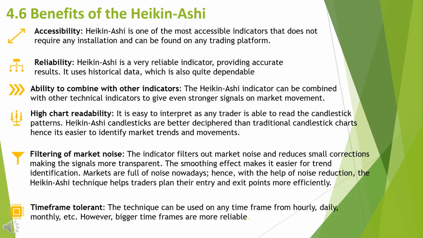5. Reliability. Heikin Ashi is a very reliable indicator, providing accurate results. It uses historical data, which is also quite dependable. 6. Time frame tolerant. The technique can be used on any time frame from hourly, daily, monthly, etc. However, bigger time frames are more reliable.